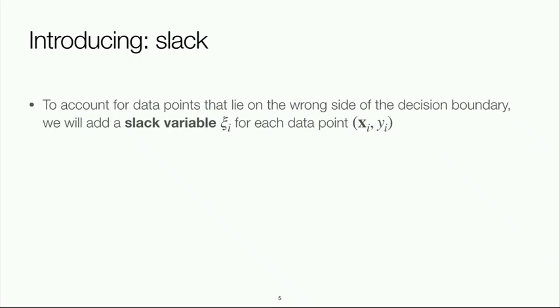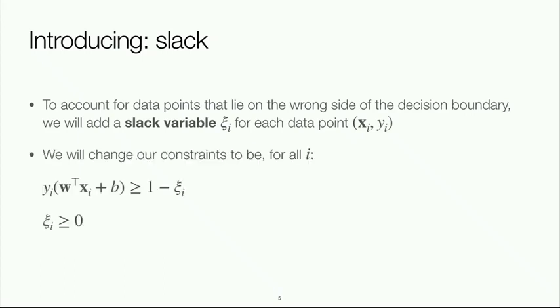So we have xi_1 all the way up to xi_n, where n is the size of our data set. We're going to have one of these for every data point, and it's going to quantify how much we're willing to give up on that data point. How much we're willing to let it lie on the wrong side of our decision boundary, or more specifically on the wrong side of our margin. And we'll talk about that in a second.